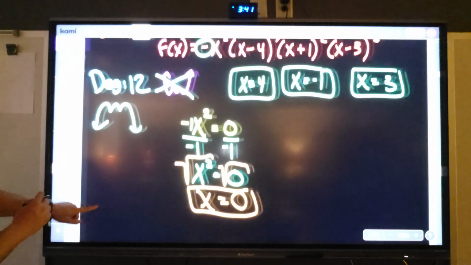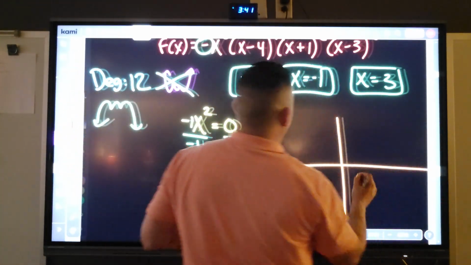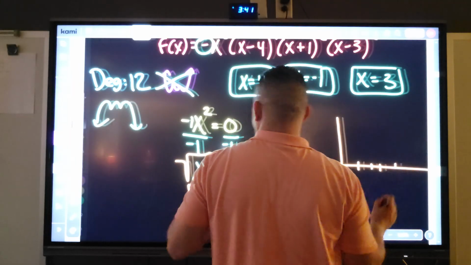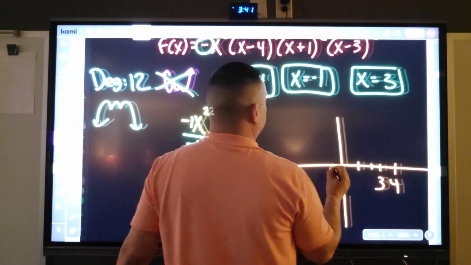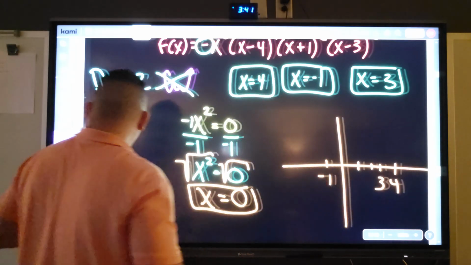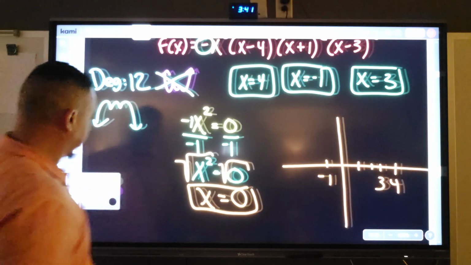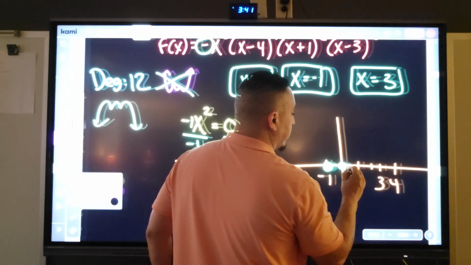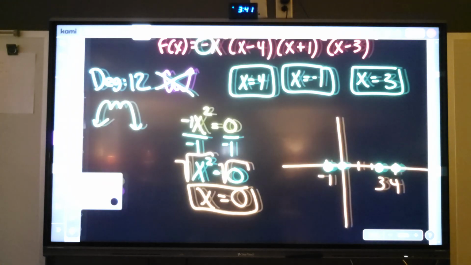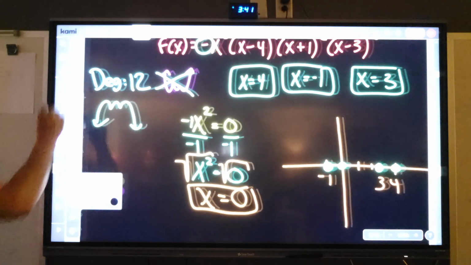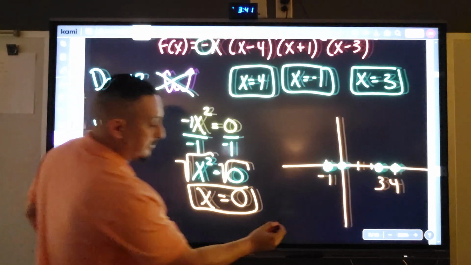Okay, let's start sketching this. I have one at 4, 1, 2, 3, 4. So I'm going to have one here, one at 3, one at negative 1, and one at 0. So negative 1, 0, 3, 4. There's your x-intercepts. Now it has to look like the M, so I have to come in from the bottom.